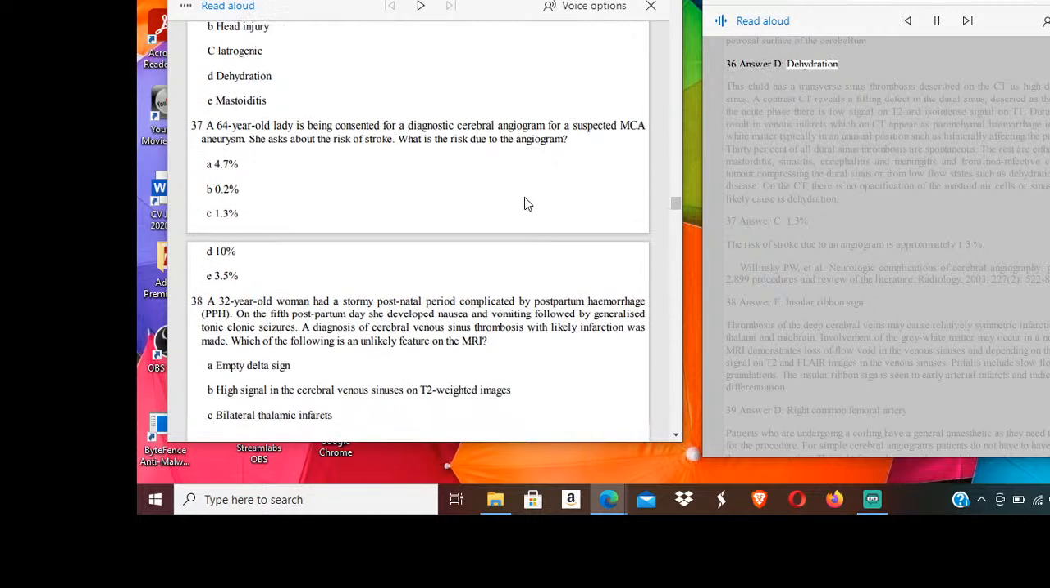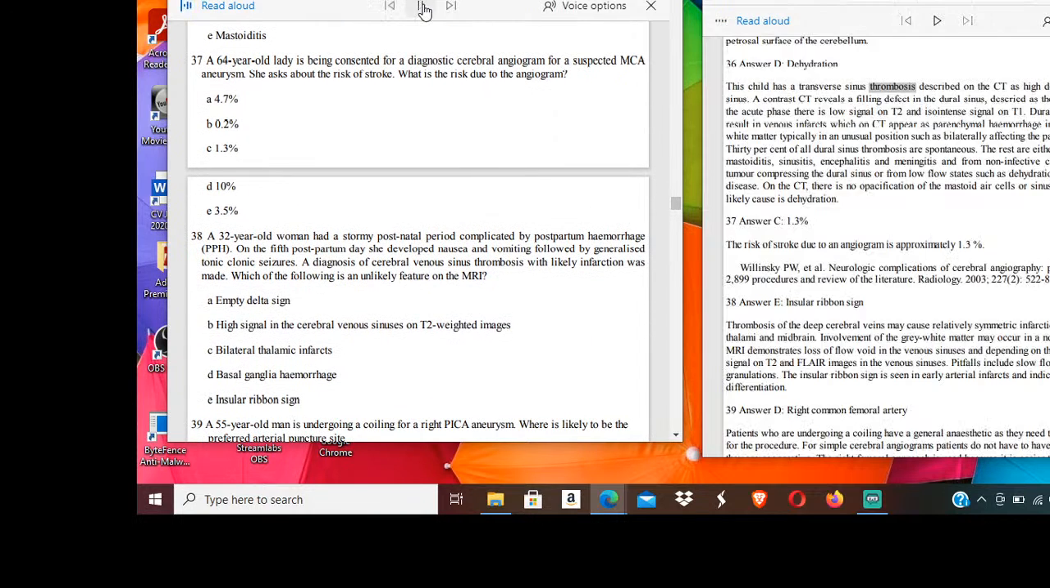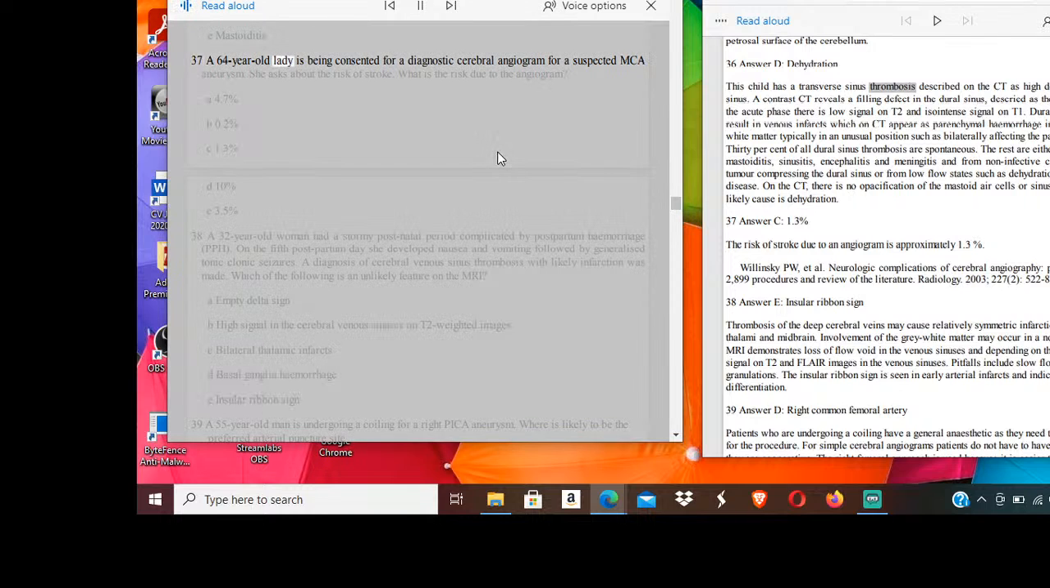36 Answer D. Dehydration. This child has a transverse sinus thrombosis. 37. A 64-year-old lady is being consented for a diagnostic cerebral angiogram for a suspected MCA aneurysm.